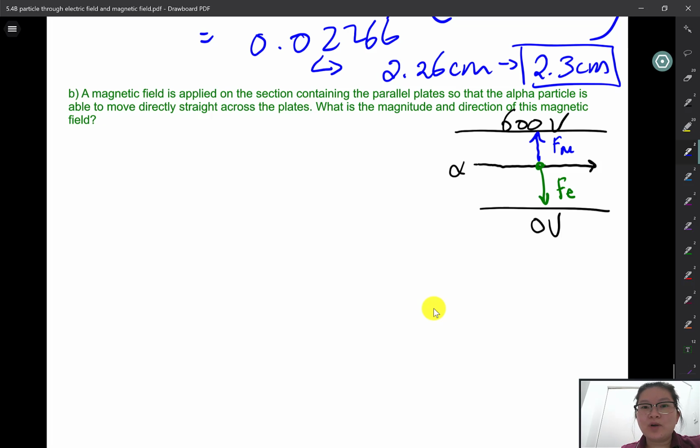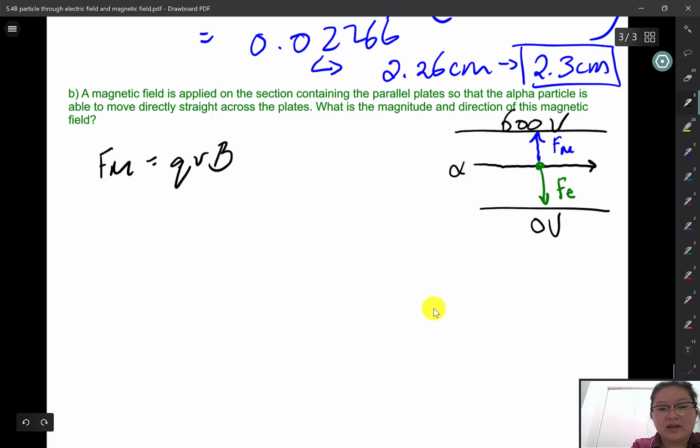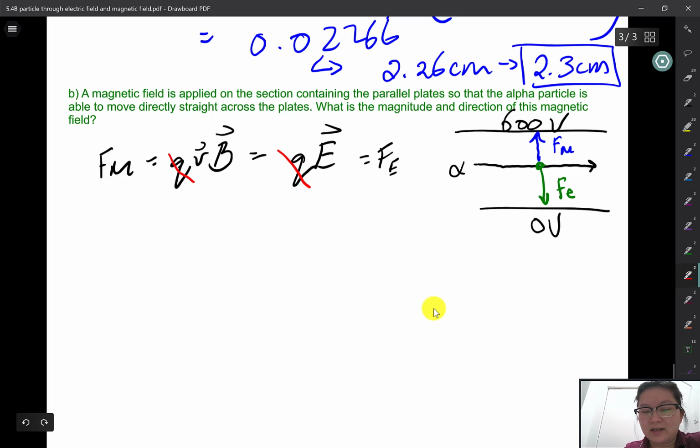So let's work out the magnitude first, because we know that the magnetic force, which is qvB, is going to be equal to the electric force, which is going to be q times the electrostatic field. Okay, we'll add vectors here to show these are all vectors. Because these are equal, the q's immediately cancel out, so it doesn't really matter what the charge is. And we're left with the electric field is equal to vB.